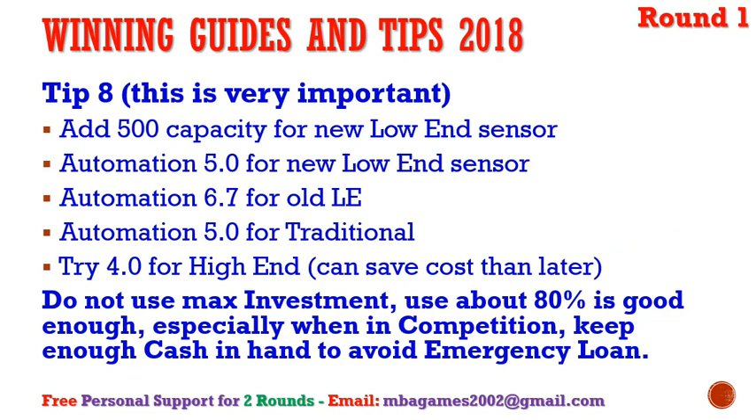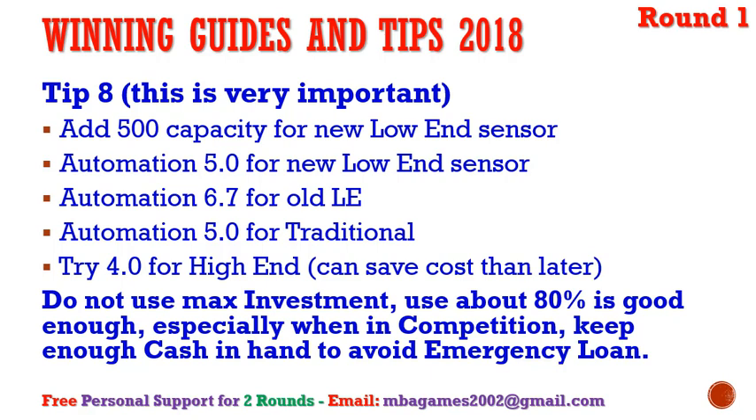Tip number 8, this is also important. We add capacity for the new product. Again, I said before, right? We need to add new product, also add new capacity, so when the product is ready after R&D development, we have capacity to produce. Automation for the new product about 5, automation for the old low-end product about 6 or 7, or 6.5 or 6.7 depends, right? Automation for the others we increase by 1 point.